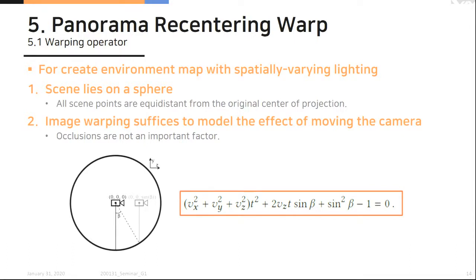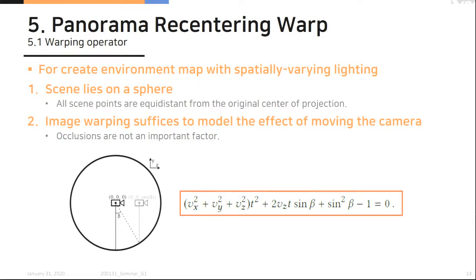VXYZ is the virtual camera's coordinates, and this is the angle that you want to move the camera. That's what I understood.